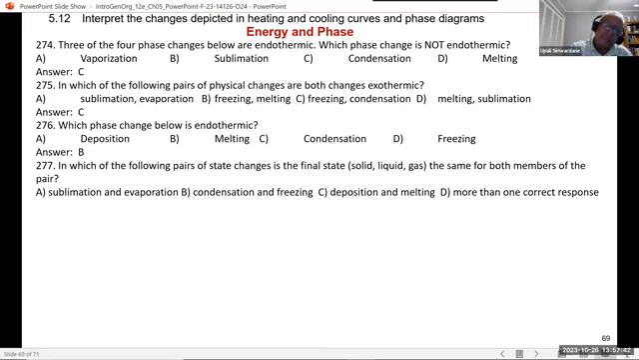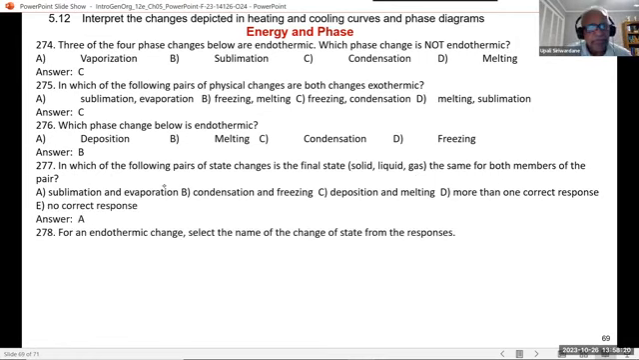Condensation goes to a liquid. Freezing goes to a solid. It's not the same. Deposition goes to a solid. Melting goes to a liquid. Sublimation is solid to a gas. Evaporation is a liquid to a gas. Therefore, the same final state is A, sublimation. That's the correct answer.